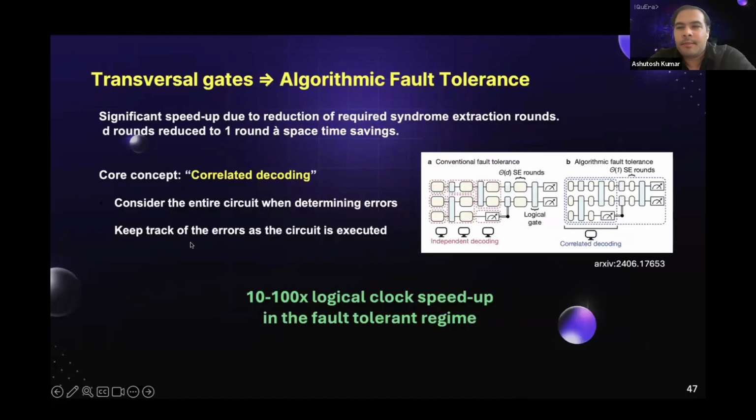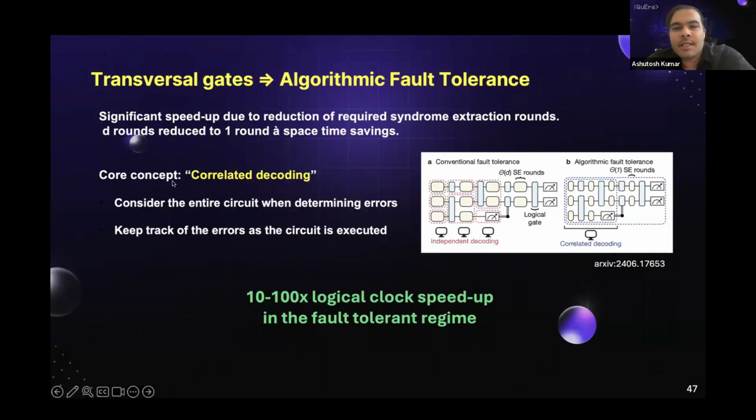And finally, the slide talks about the advantage of transversal gates, and how they ensure algorithmic fault tolerance. The idea here is that transversal gates allow a reduction of the syndrome extraction rounds in the error correction. So instead of O(d) syndrome extraction rounds, you get an O(1) round, which can lead to a 10 to 100 times logical clock speedup in the fault-tolerant cursor.